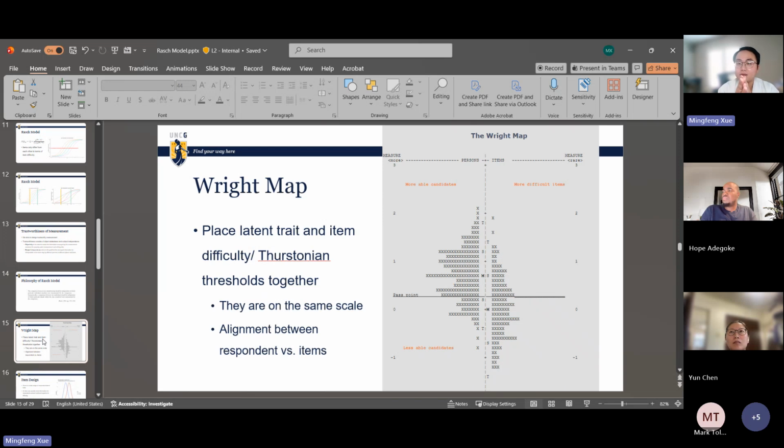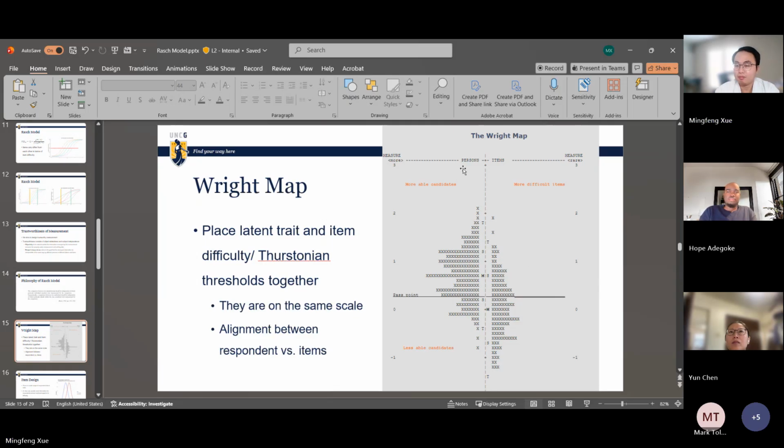It is called the Wright map. The Wright map is named after its developer; this is the last name of the developer. It places the latent trait and item difficulty together. On the left-hand side, you can see the distribution of the latent trait. This is an actual histogram, and we have respondents from low ability to high ability. On the right-hand side, you can see the item difficulty, where each X represents one item. So we have easy items to difficult items.